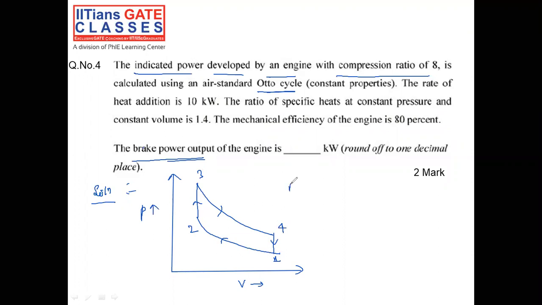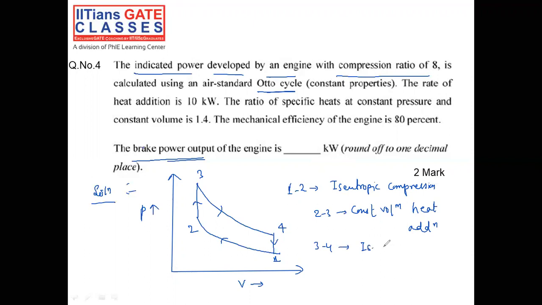Let me write down one by one what the processes are. 1 to 2 is nothing but isentropic compression. 2 to 3 is nothing but constant volume heat addition. 3 to 4 is nothing but isentropic expansion. And again 4 to 1, there is a constant volume heat rejection.